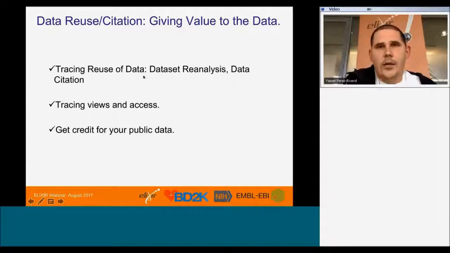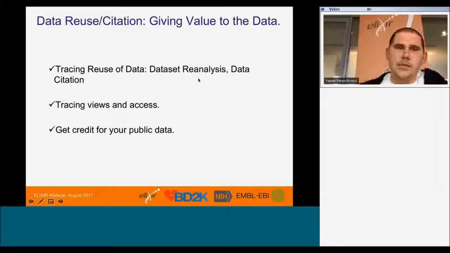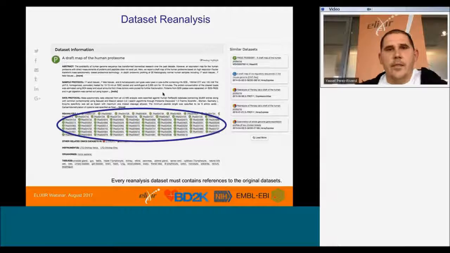We are calculating these values in 2 different ways: tracing the reuse of the data by reanalysis and citations, and tracing the number of views and accesses to each data set. And finally, we'll also talk about how much you can do with OmicsDI to get credit for the data that you publish. The first thing is that for every data set in OmicsDI, we trace all the data sets that reuse the original data.